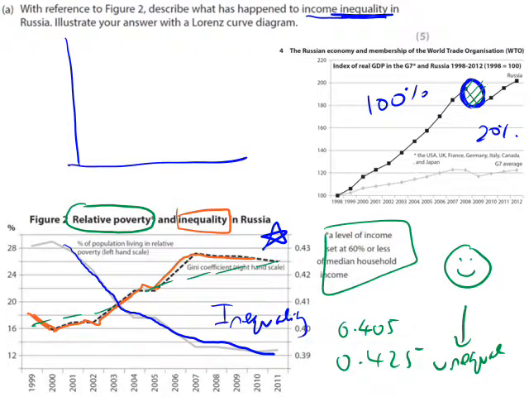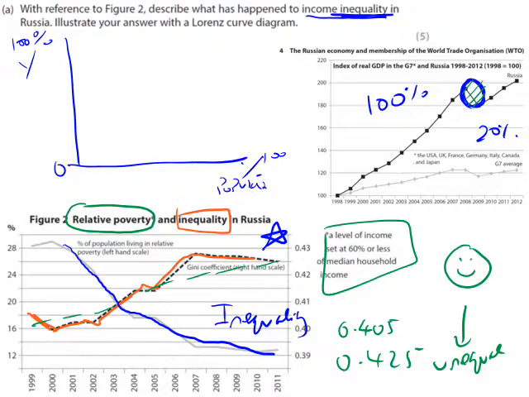Now, the other thing that we needed to show was the Lorenz curve, and a lot of us forgot what the axes were. So it is 0 to 100% of the incomes and cumulative income, or 0 to 100% of the population.